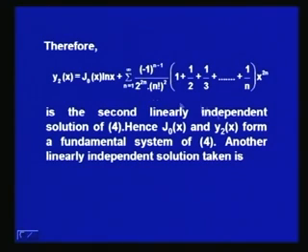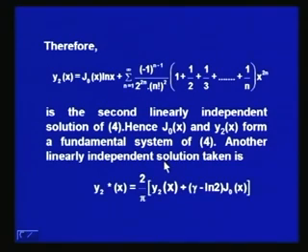Now, these two solutions are linearly independent of each other, because y2(x) involves the logarithmic function. So, they form a fundamental system of the Bessel's equation of order 0. Now, another linearly independent solution that is usually taken is given by y2 star x equal to 2 over pi into y2(x) plus gamma minus ln 2 into J0(x). Now, you can see that this solution is independent of the first solution, that is J0(x). So, it could also be taken as the second linearly independent solution of the Bessel's equation.